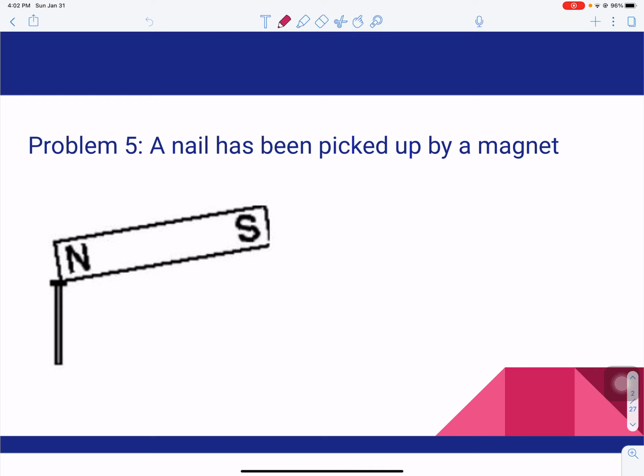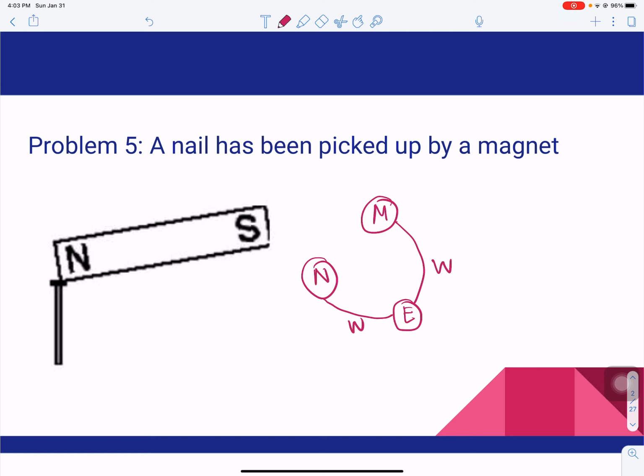So we're going to look at problem number 5, and in here, a nail has been picked up by a magnet. The objects that we have are the magnet, a nail, and we're always going to assume the earth unless it specifies that we are somewhere other than the earth. Once you have the earth, you can always put in the interactions of weight. If you did not put weight between the magnet and the earth, no problem.